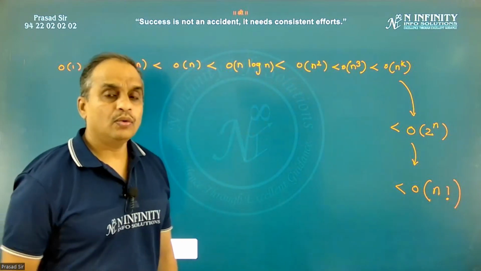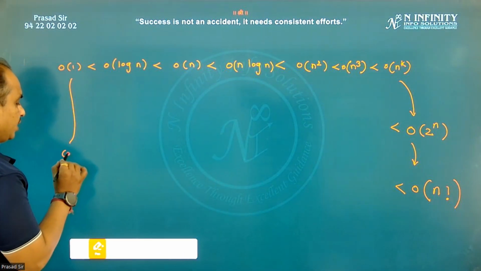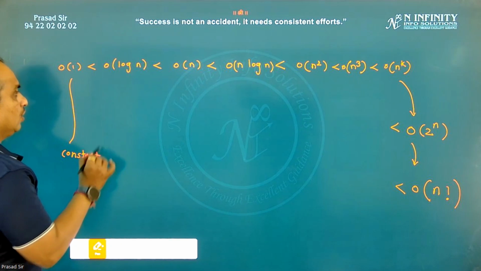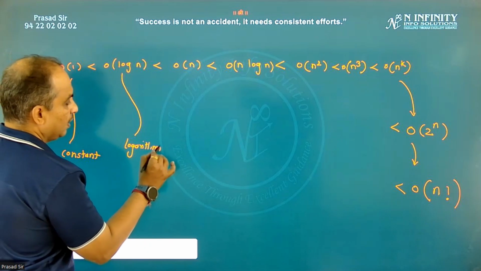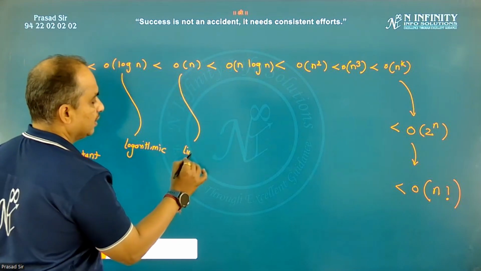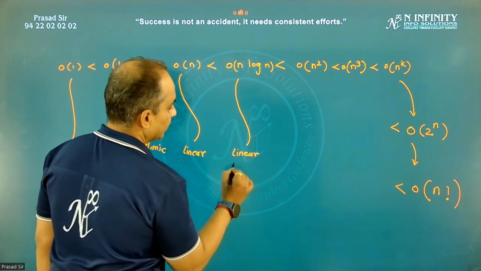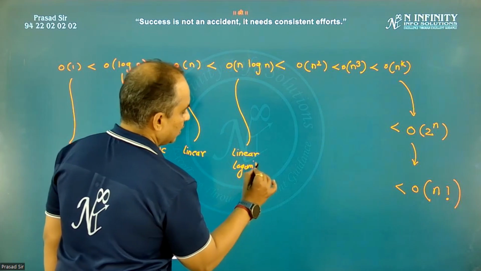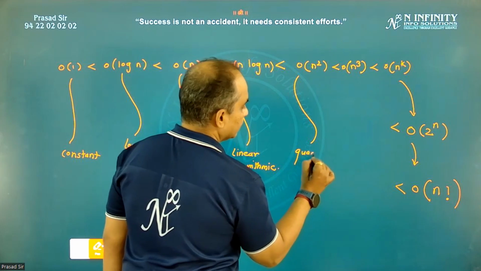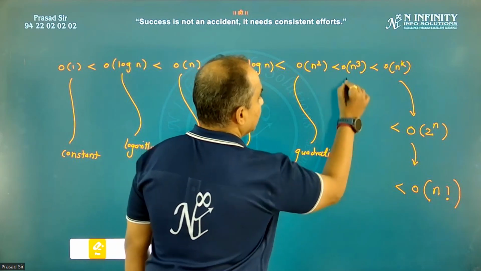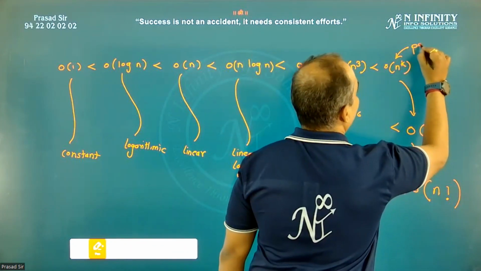Now whenever we touch this domain, I can always say that this is a constant complexity, this is logarithmic, then we have this as linear, then this becomes linear logarithmic, right? Next to that we have this as quadratic, then we have cubic, and then the most interesting, that is polynomial time complexity, right?